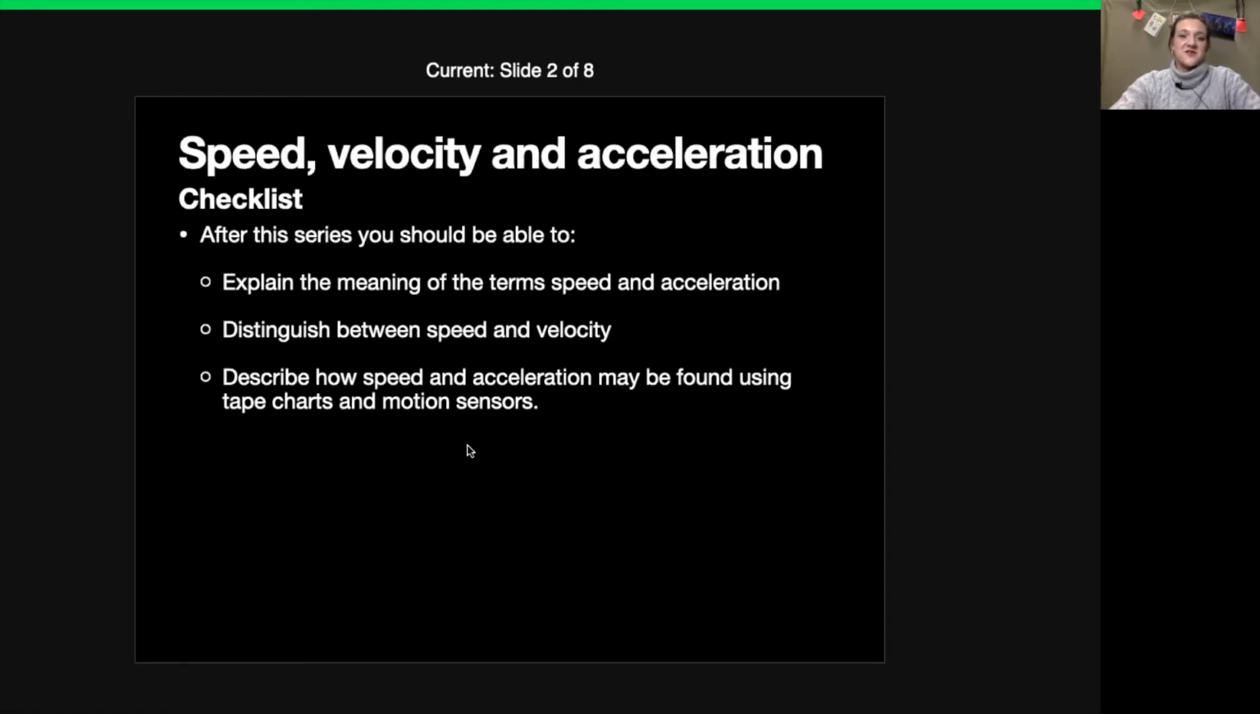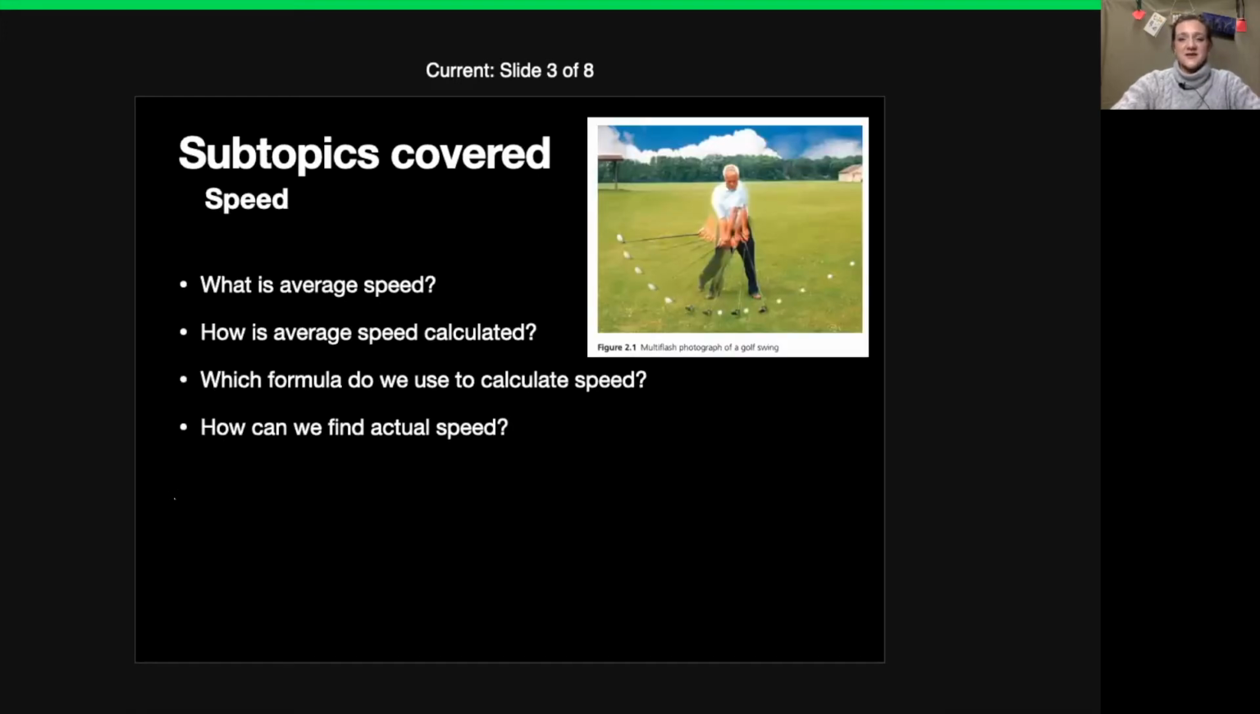The checklist of what you will be able to do after this series is: you will be able to explain the meaning of the terms speed and acceleration. You will be able to distinguish between speed and velocity, and you will be able to describe how speed and acceleration may be found using tape charts and motion sensors. So, tape charts and motion sensors. Enjoy. Firstly, we have speed.